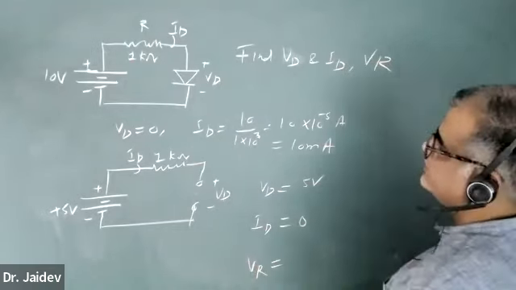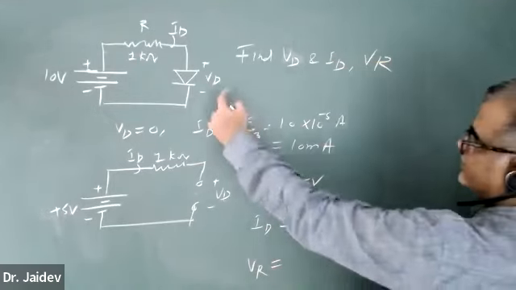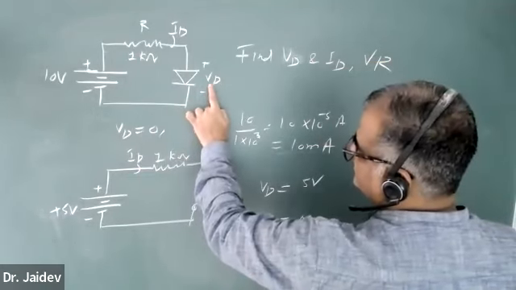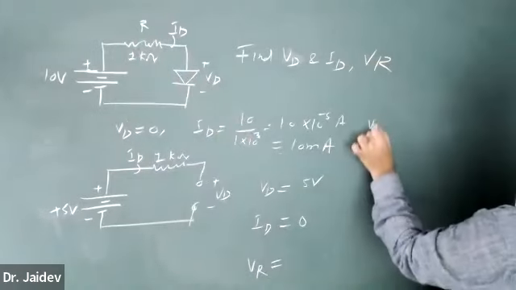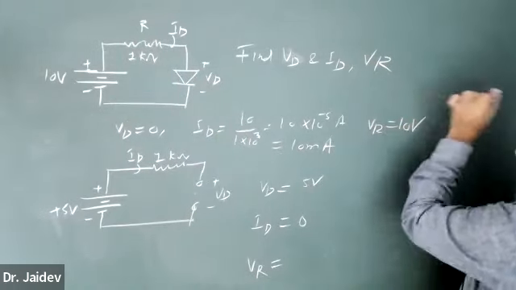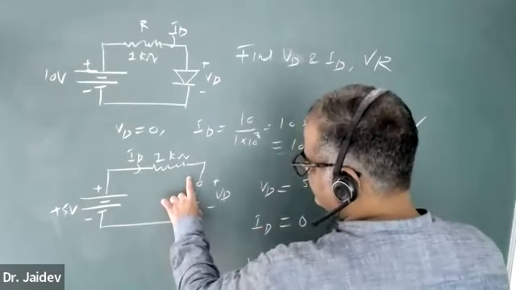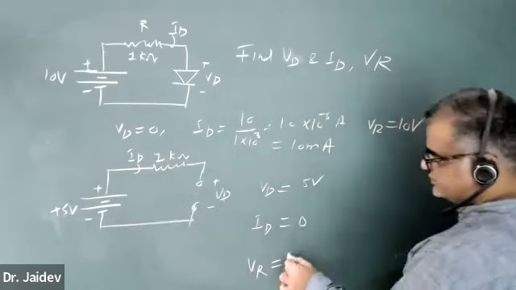For the upper circuit, VR would be the 10 volt. Very good. For the next one, VR would be 0. So VD will be, since VD is 0 here, for the first case all the voltage is dropping here. So your VR is 10 volt. What is happening here? All the voltage is dropping here. No current is here. No current means no drop. So VR is zero.